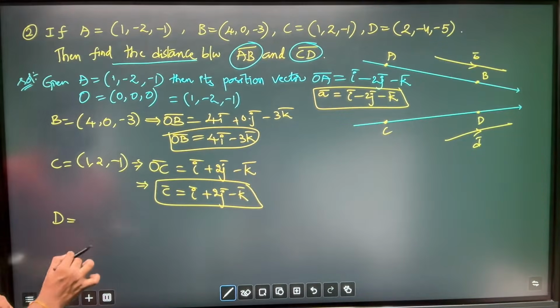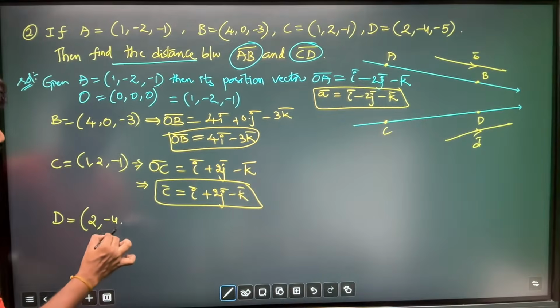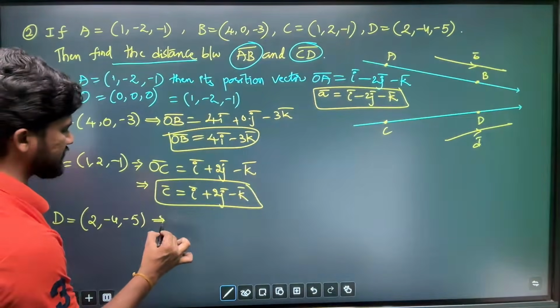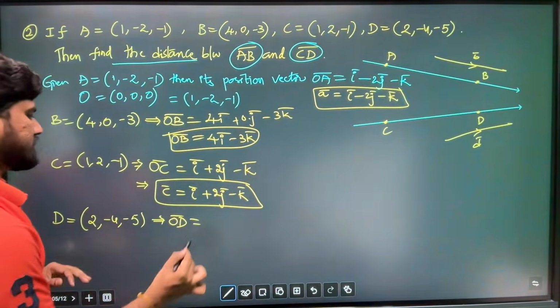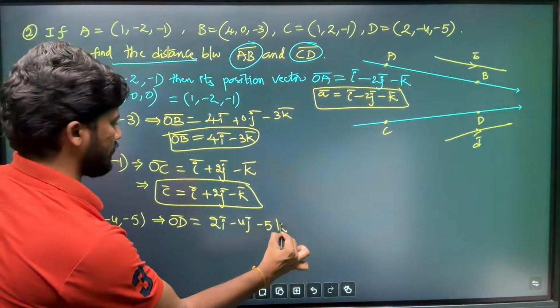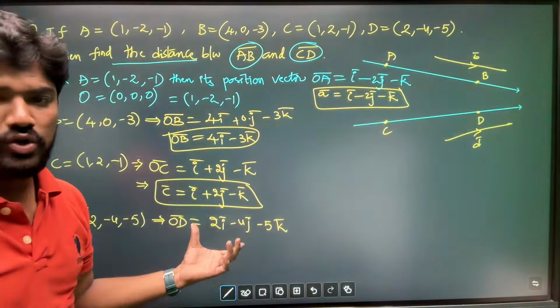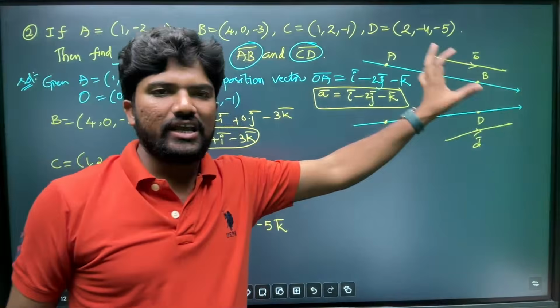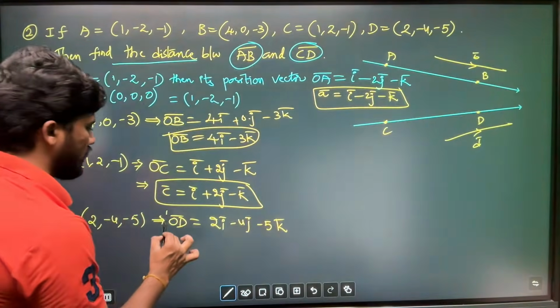Lastly, capital D is equal to 2 comma minus 4 comma minus 5. So from this condition, OD bar is equal to, tell me, 2I bar minus 4j bar minus 5k bar. Clear, everyone? Don't take this value as small d bar. Why? Because here OD bar is not a parallel vector. So this is OD bar only.